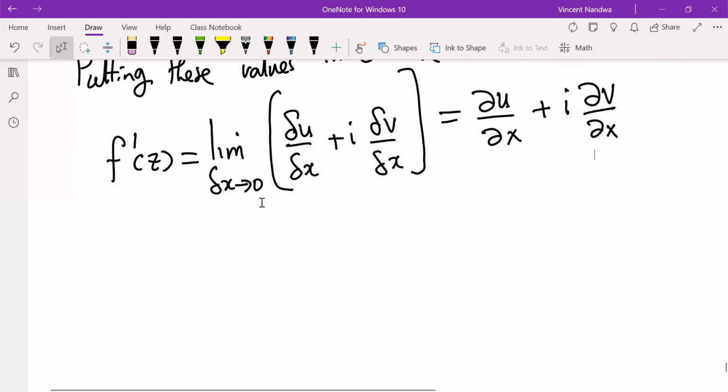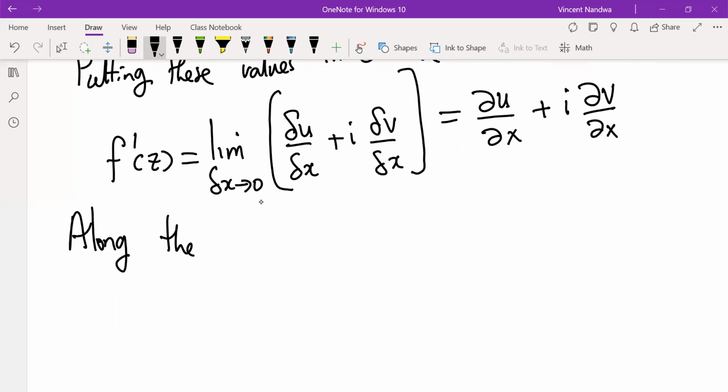And then along the x-axis, the concept of partial derivative comes in because z has two variables, x and y. In this case, u is a function of x and y, but what is only changing is x. v is also a function of x and y, but what's only changing is x. So that's why we have this kind of derivatives.